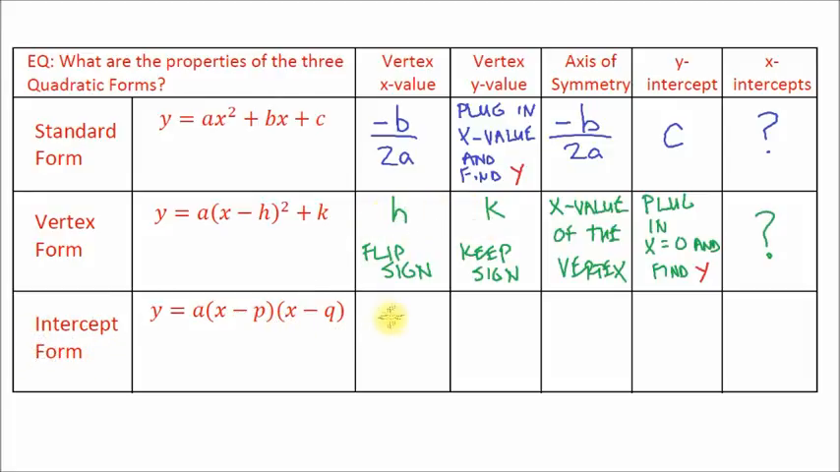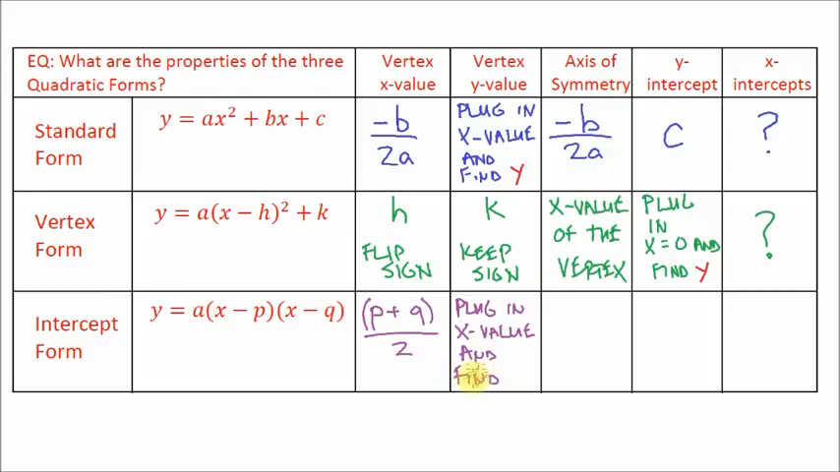So intercept form, how do we find the x value of the vertex? It's just going to be the value of p plus the value of q divided by 2. I'll put this in parentheses so you see those are both on top. Okay, how do you find the vertex y value? Well, same way you do it for standard form. You plug in the x value and find y.